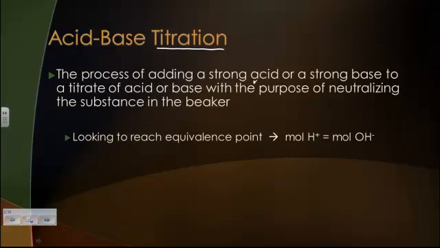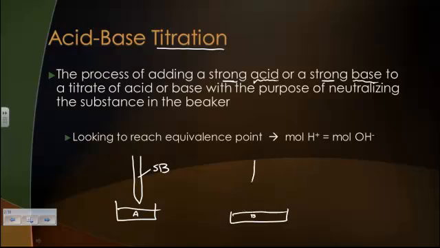In this case, what you're adding is a strong acid or a strong base with the purpose of neutralizing whatever substance is in the beaker, right? So if you have some sort of acid in the beaker, then the thing that's going to go in the burette will be a strong base. If you have some sort of base in the beaker, then the thing that's going to go in the burette is going to be strong acid. Because the purpose of it is neutralization.